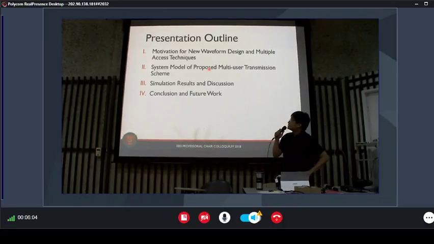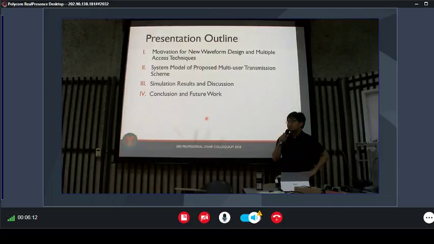Next, I'll present the system model of the proposed multi-user transmission scheme, which essentially combines sparse code multiple access and spectrally efficient frequency division multiplexing. So the details of these two transmission techniques will be discussed later in my lecture. And then third, I'll discuss the results of my simulation. And then finally, I'll wrap up my presentation by delivering a summary of my work and research contributions.